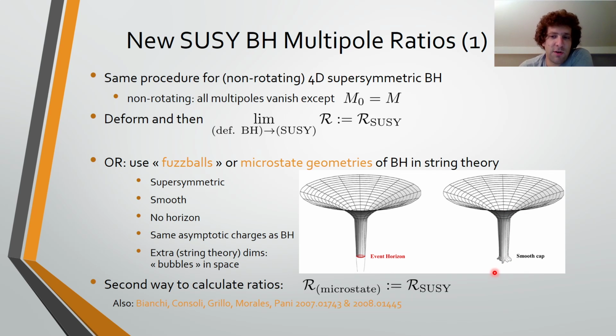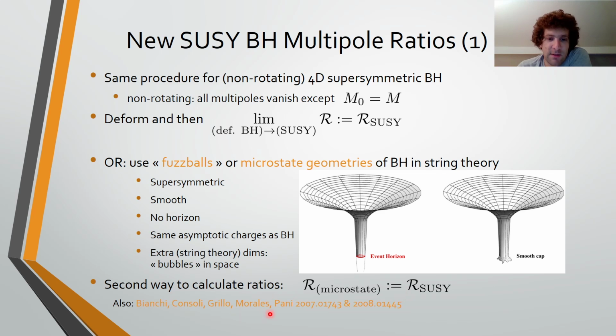We call these bubble geometries because these live in extra dimensions. When you introduce the extra dimensions of string theory, you can think of these as bubbles. And so these are supersymmetric and smooth, so there are no singularities. They have no horizon, and they have the same asymptotic charges as the black hole. So they look like the black hole from far away, and it's only when you're very, very close to what you thought was the horizon that you see this extra structure. And so the second way that we can calculate a multipole ratio is simply by taking the multipole ratio of this microstate geometry and associating the resulting number to the supersymmetric black hole as well.